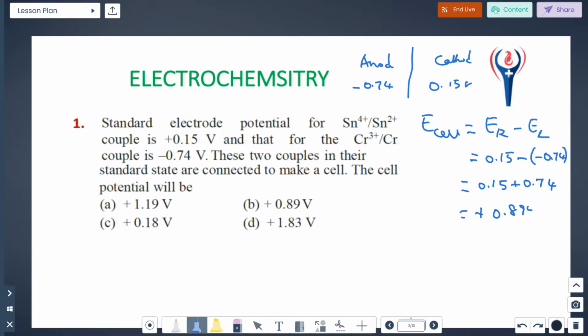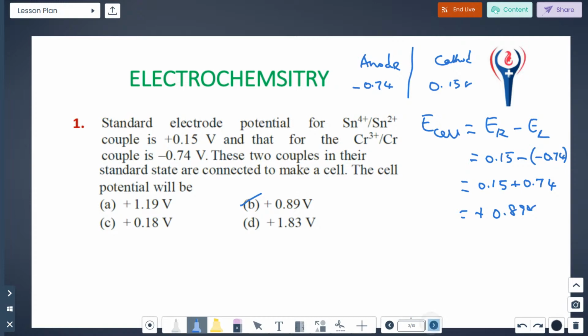You just remember, the anode of the cell we always write on the left hand side, and the cathode of the cell on the right hand side. When compared, the anode electrode potential is always a somewhat lesser value, the large negative, than the cathode value. So if no cell representation is given, we can remember it like this. So the answer is plus 0.89 volt, option B is the correct one.